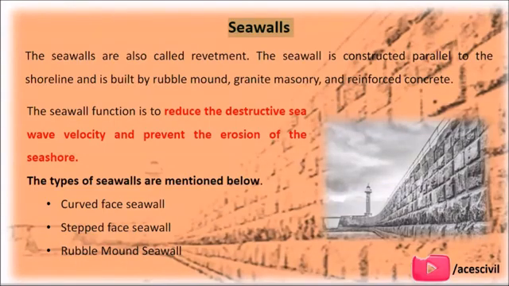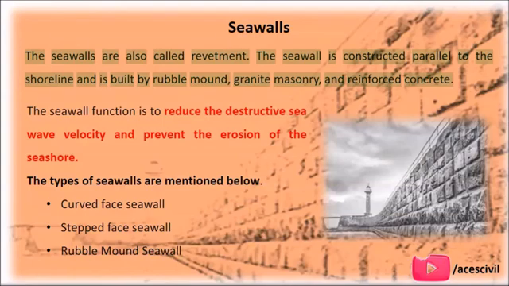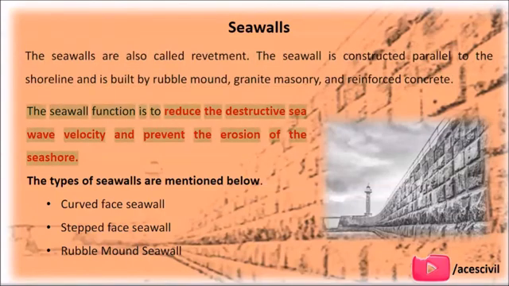Seawalls. The seawalls are also called revetment. The seawall is constructed parallel to the shoreline and is built with rubble mound, granite masonry, and reinforced concrete. The seawall function is to reduce the destructive sea wave velocity and prevent the erosion of the seashore.